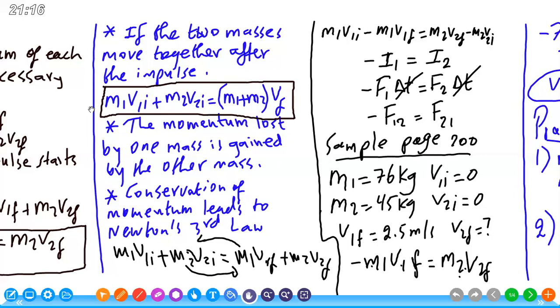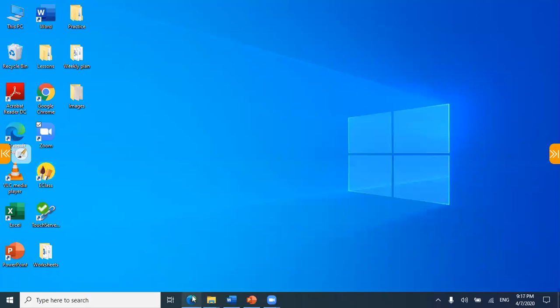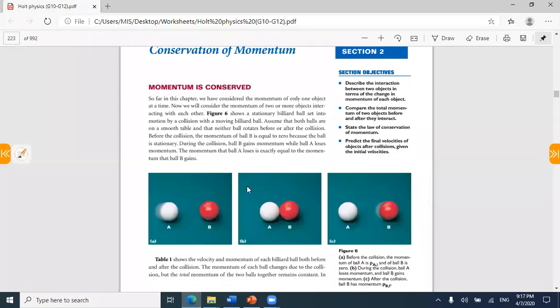Now let's have an example on conservation of momentum, which is the sample problem on page 200. Let me go to the book and show you. Okay, we are here. This is our lesson, conservation of momentum. It is on page 197, as I told you.